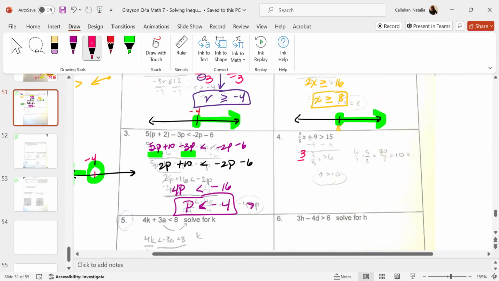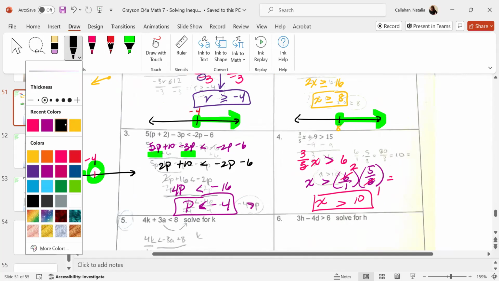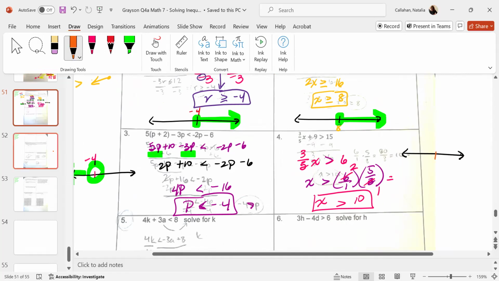Next one. 3 over 5x greater than 6. X is greater than or equal to 6 over 1 times 5 over 3. So then what happens is that this part cancels, that's a 2 over 1. So x is greater than 10, and that is your answer. So when I draw this, here's my number line.